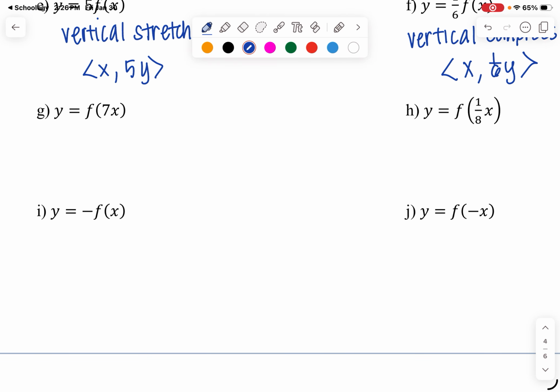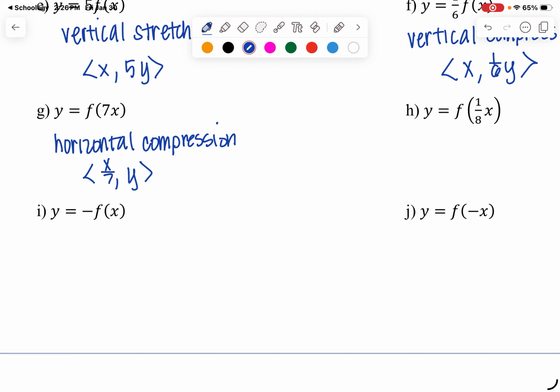All right, now we have a multiplier inside the function in front of x. So this is going to be horizontal, and it's the opposite of the last 2. So this is a horizontal compression, and it is the opposite of what you would think to do. You don't multiply the x values by 7, you divide them by 7. So x divided by 7, comma y.